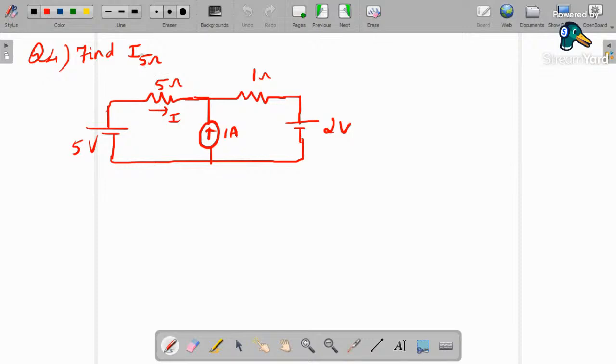So next, find the current through this 5 ohm resistor. Yes, so this is asked. So this is a super mesh. Between 2 meshes, we have a current source. So we'll be using super mesh analysis.